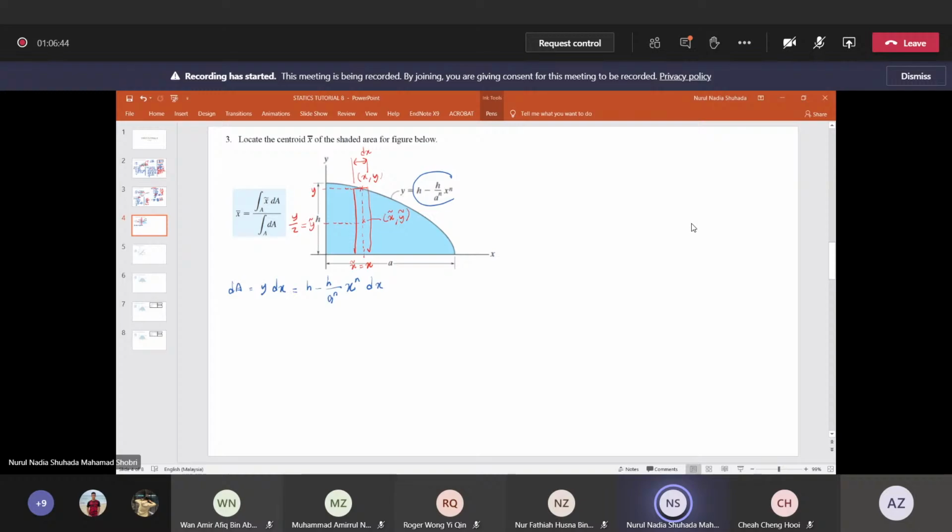Okay, now we know the value of dA. We have to integrate dA. Since it did not give us any value, but we know this is a, the maximum length is a, and the minimum is 0.